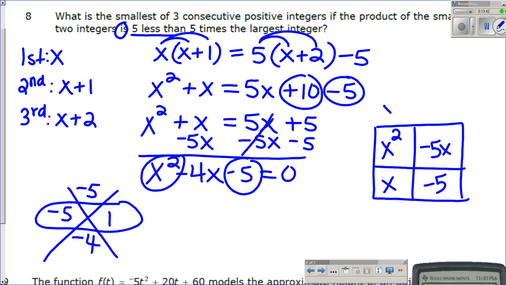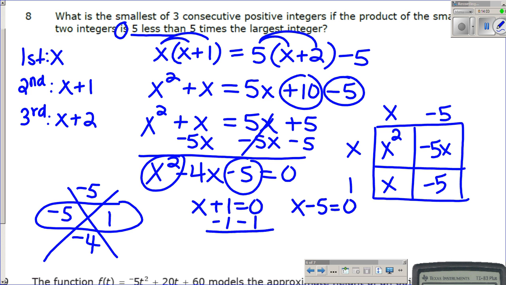The GCF of the first column is x. The GCF of the second column is negative 5. The top row, x. The bottom row, positive 1. So our 2 equations are x plus 1 equals 0 and x minus 5 equals 0. If we solve for x on each equation, the first equation we will subtract 1, so x equals negative 1. The second equation, we will add 5 to both sides, so x equals 5.